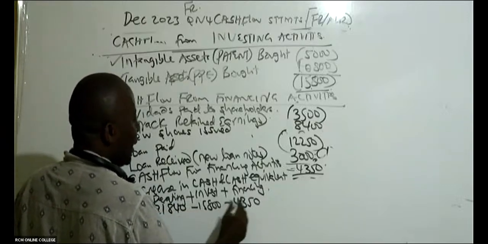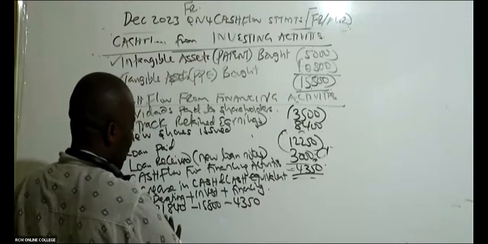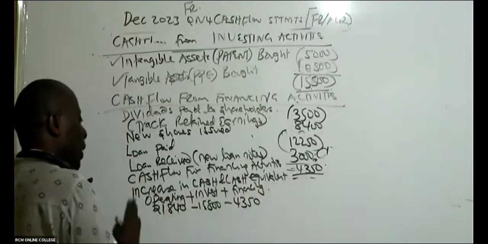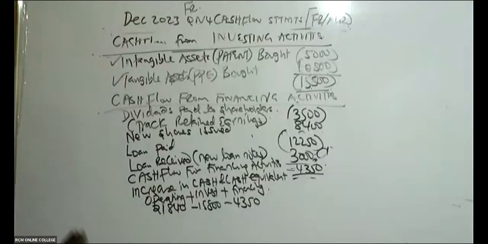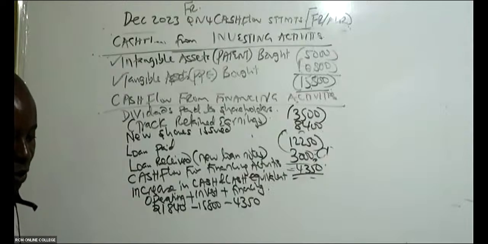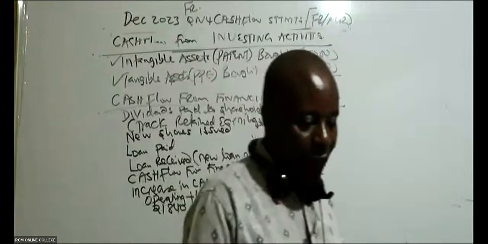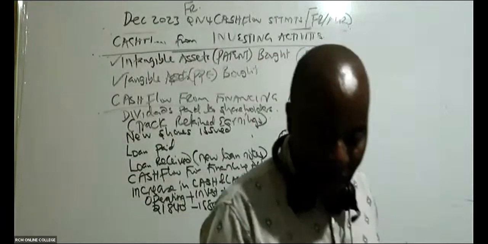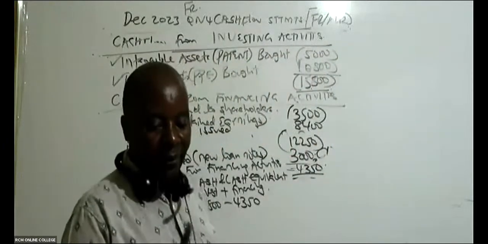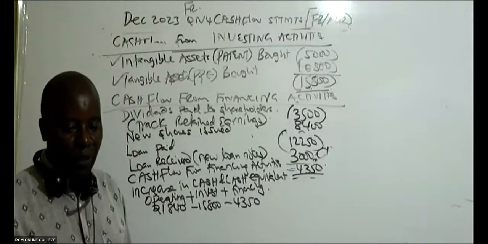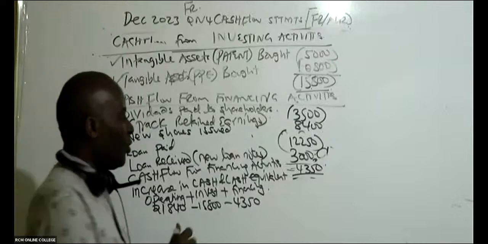So can you kindly add these three? Add this. So you take this, minus this, minus this. You give me what we call increase in cash and the cash equivalents. Chogo has been very, very attentive. He's getting 1690. Can somebody confirm that Chogo's figure is correct? 1690. Thank you very much.